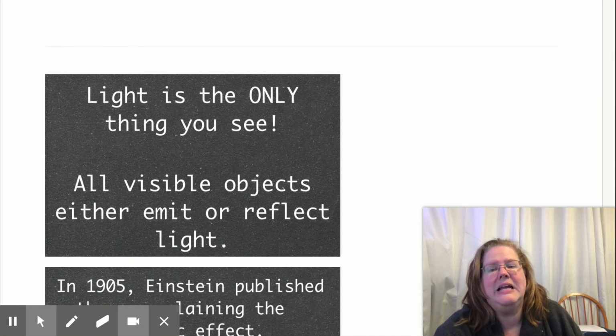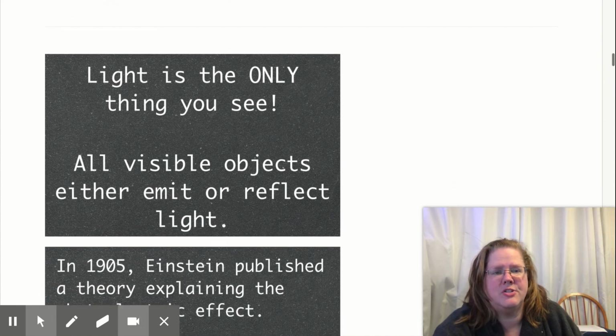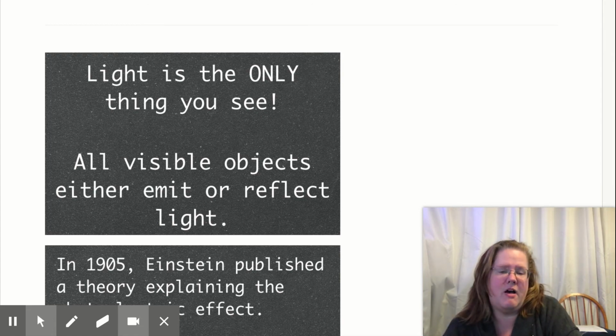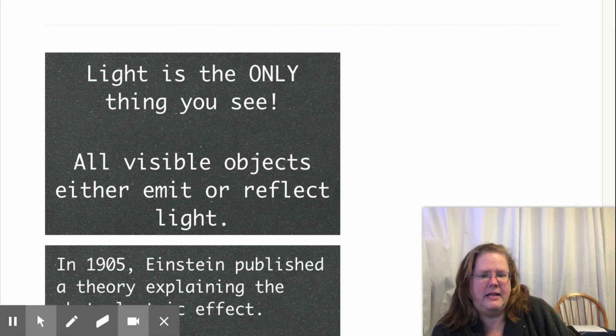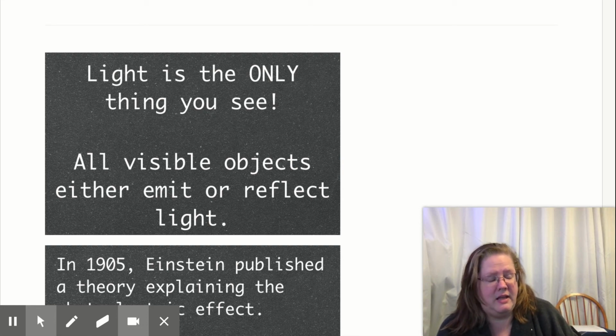So light is the only thing you see. Well, actually, you're seeing it being reflected back off of an object, because objects absorb different colors of the spectrum, and the one they don't absorb, they reflect back, which is why we get all those beautiful colors. All visible objects either emit or reflect light. The sun emits light. A light bulb emits light. The moon reflects light. The earth technically would reflect light if you're from outer space, but on here, when we're on the surface, we can emit some light.